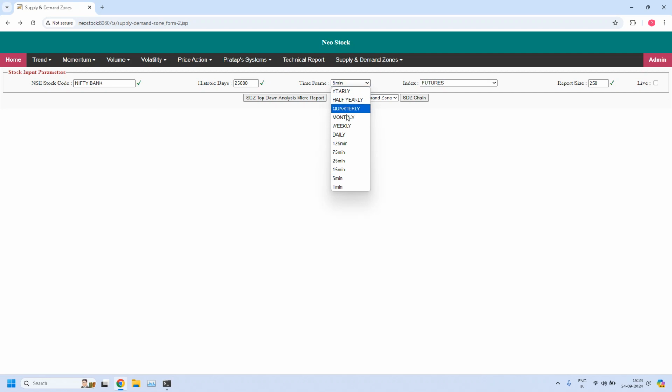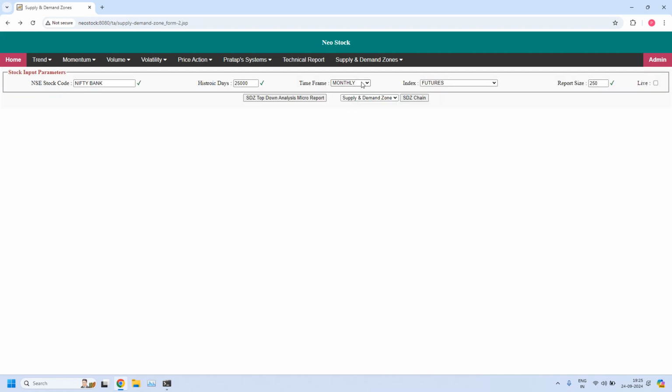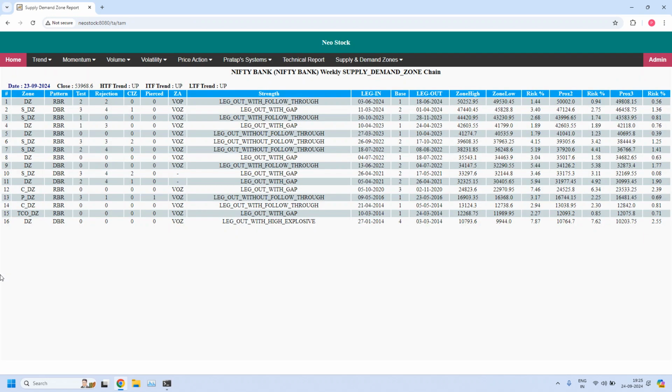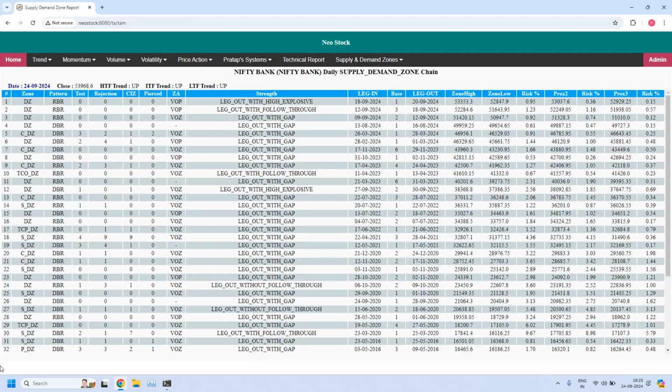So let's start with monthly time frame. I'm generating monthly supply demand zone chain for Bank Nifty. Next time frame is weekly, generating weekly supply demand zone chain for Bank Nifty. Next time frame is daily. I'm generating daily supply demand zone chain for Bank Nifty.